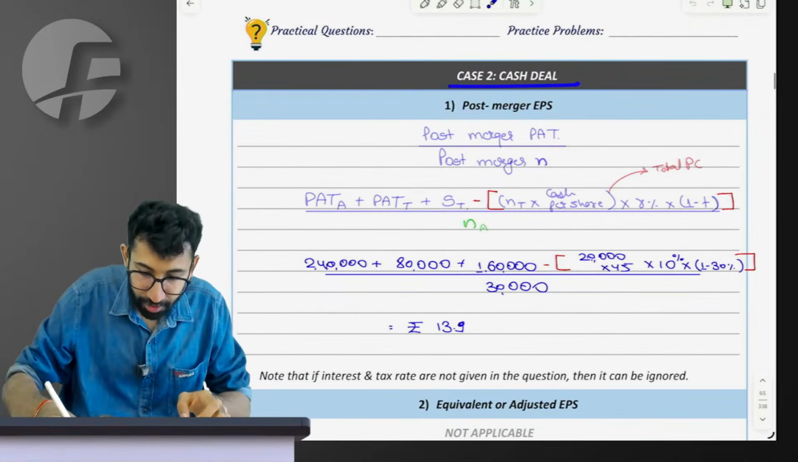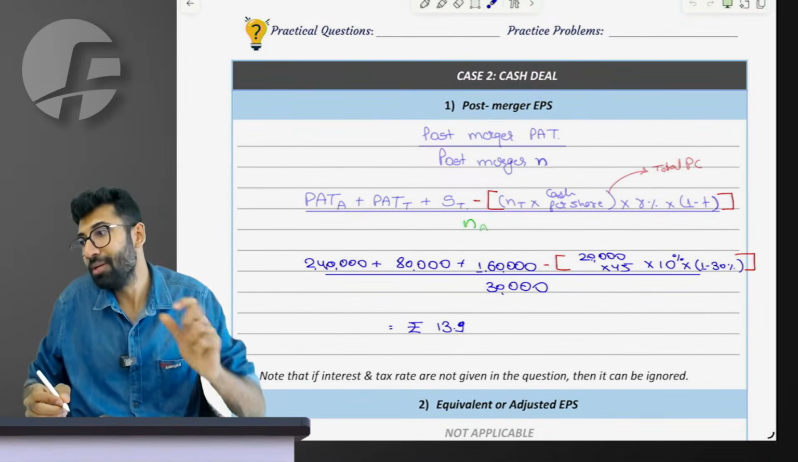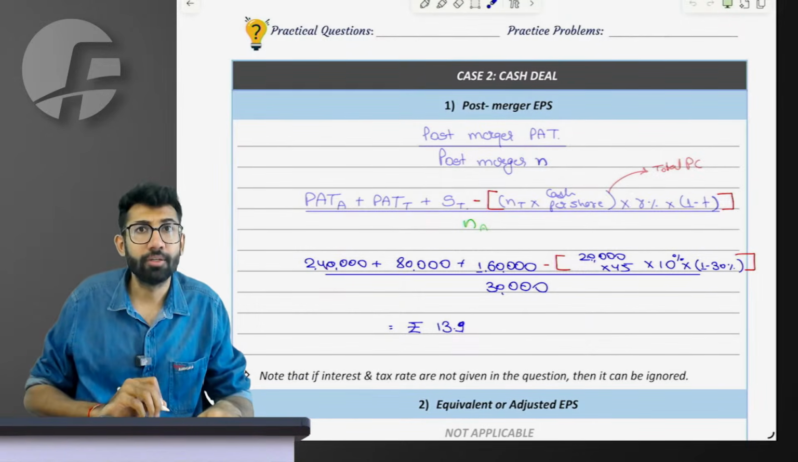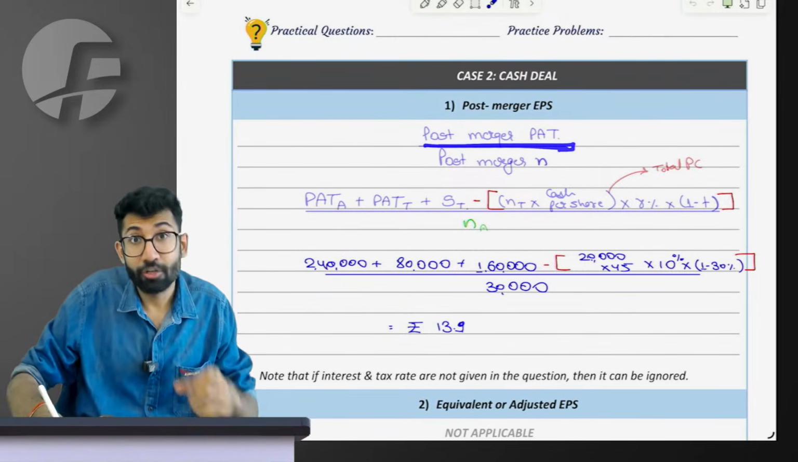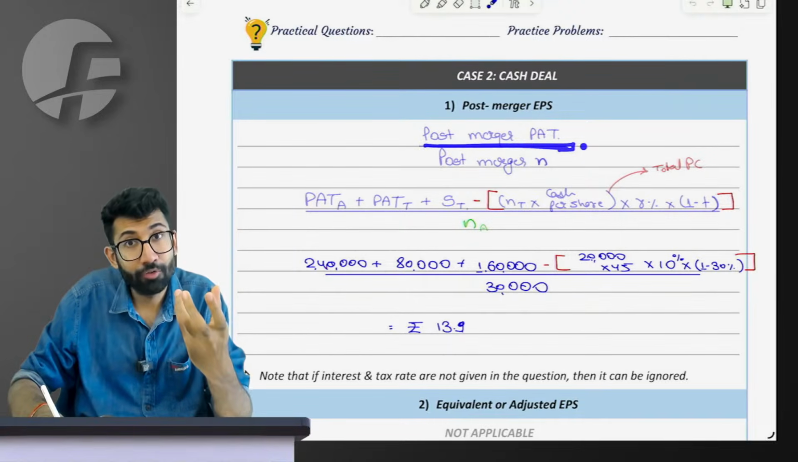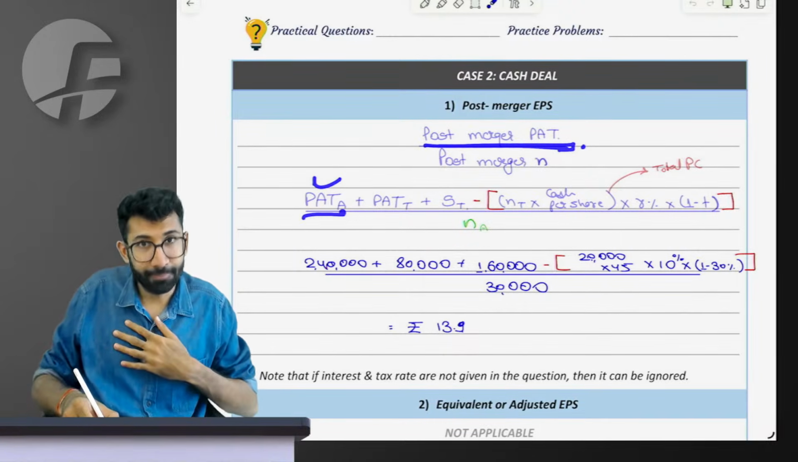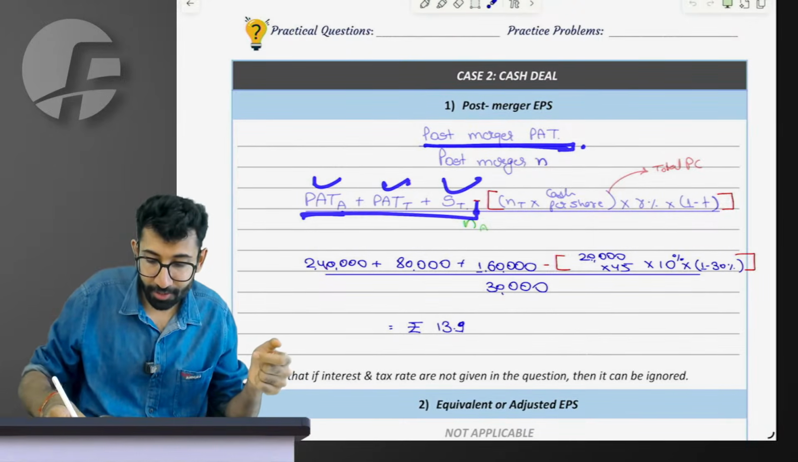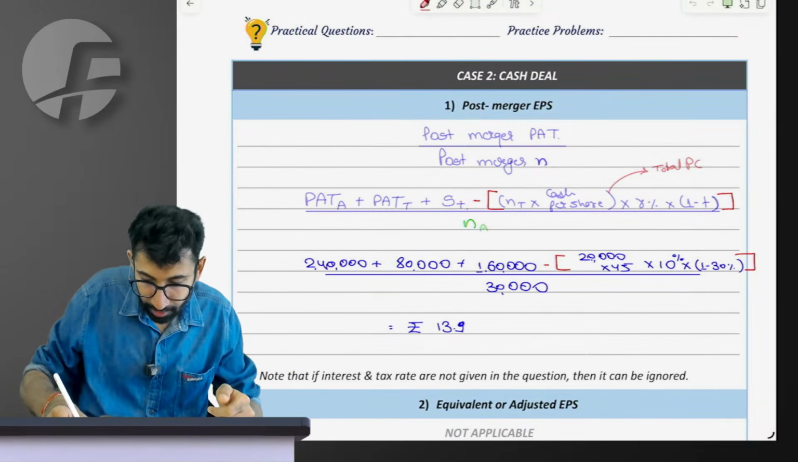Sir, if it is a cash deal, if you want to find out post-merger EPS, the flow will be the same: post-merger PAT divided by post-merger number of shares. But this time, for post-merger PAT, you have to reimagine, the modification of thoughts has to happen. It is my PAT. Plus, when I acquire your business, your part is also mine. Plus, if there is a synergy, then synergy in earnings is also mine.